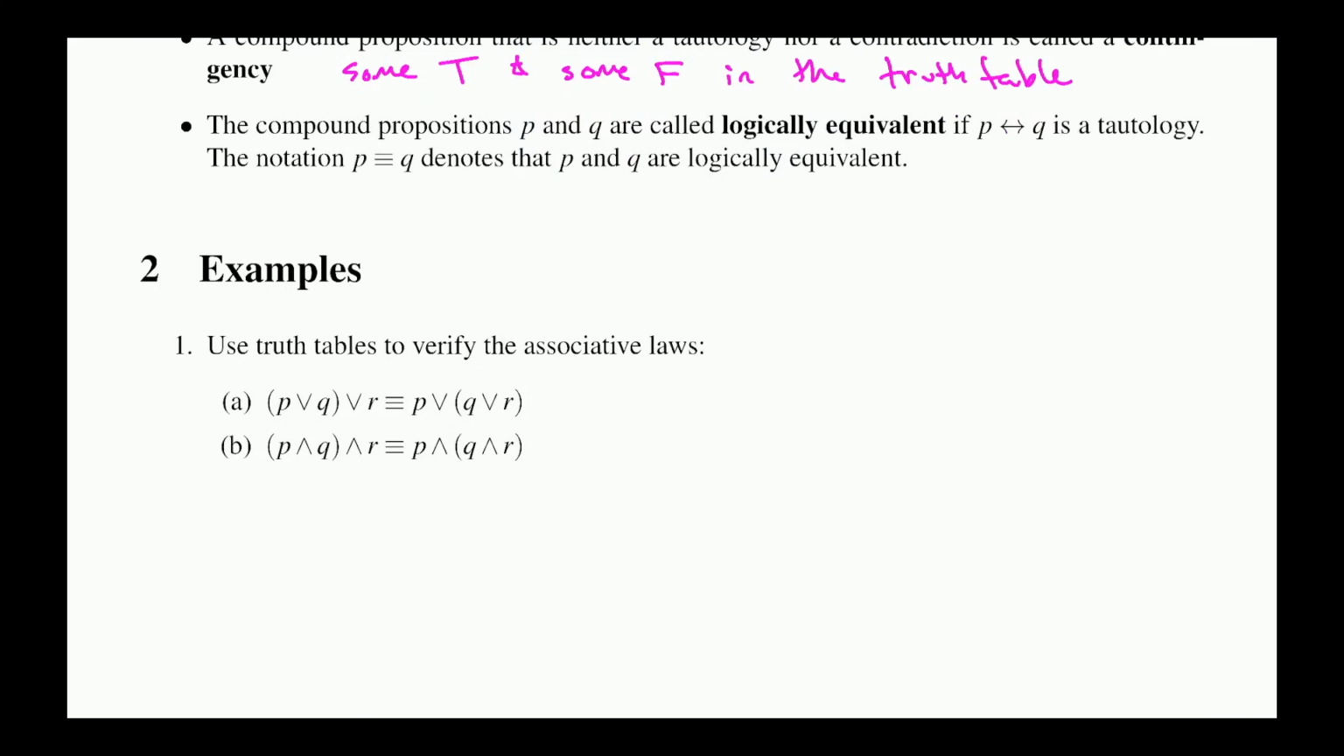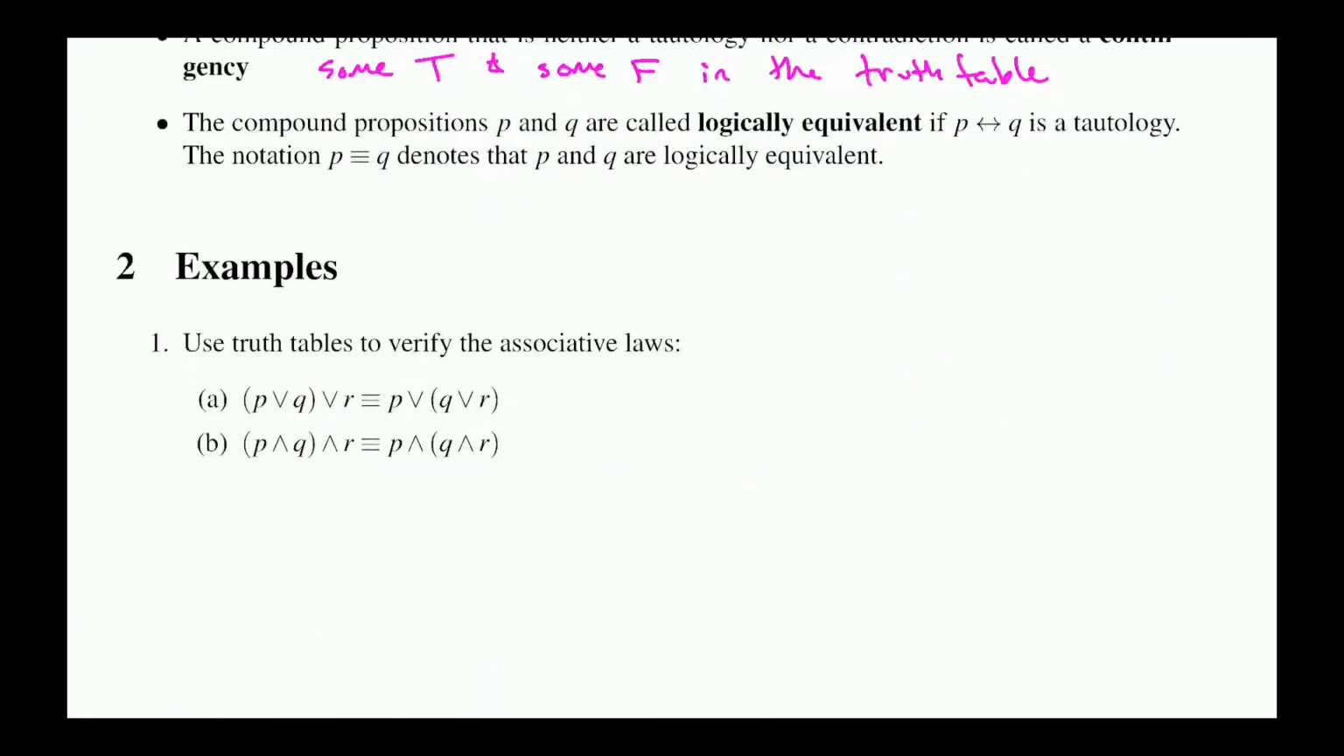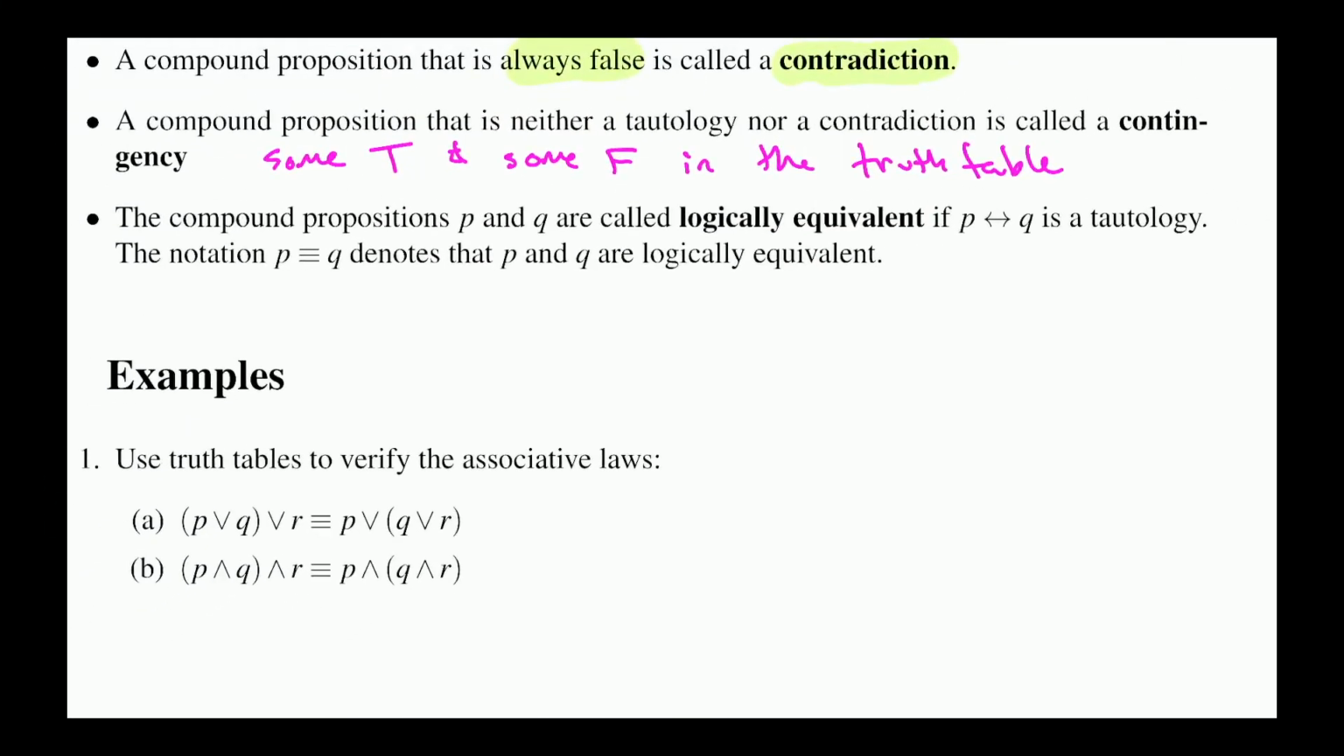Now, once we have that, we can use the definition of tautology to come up with the definition of logically equivalent. And remember that this section is called logical equivalence, so that is very important. So P and Q are logically equivalent if P implies Q is a tautology.